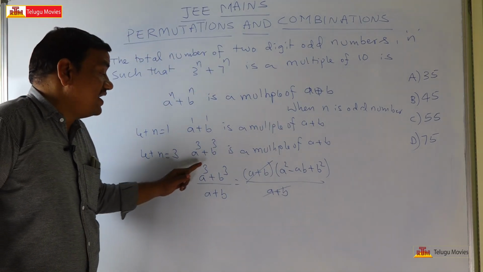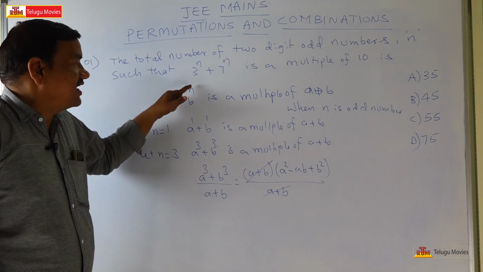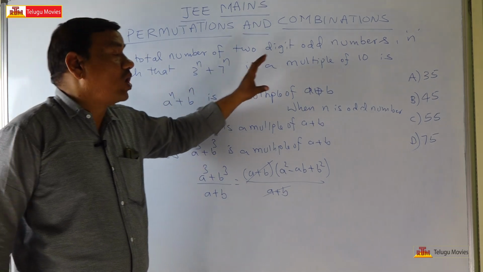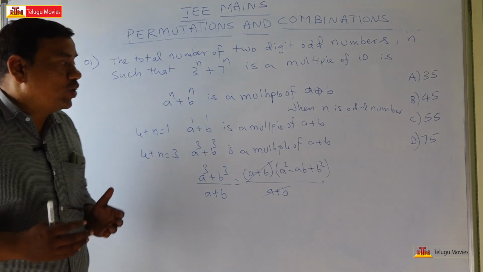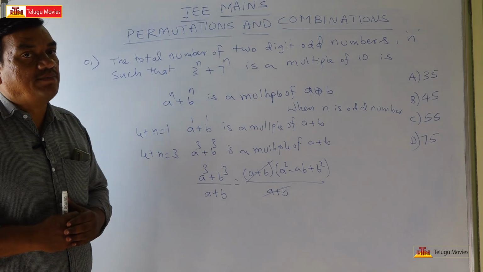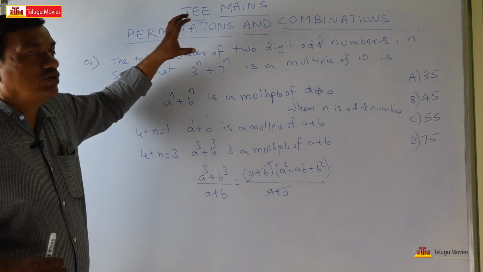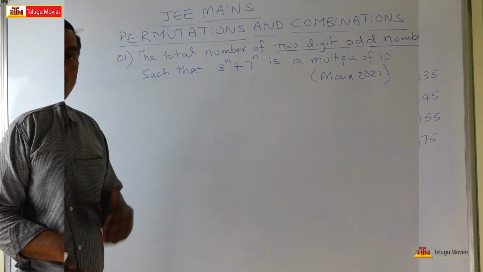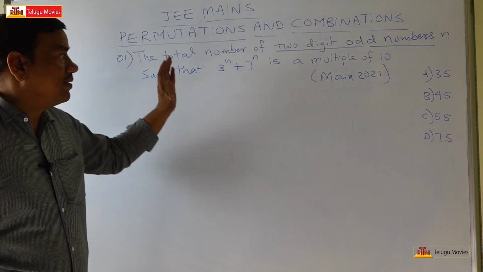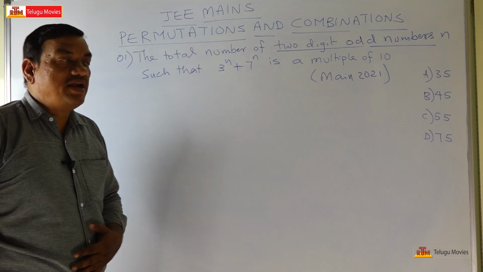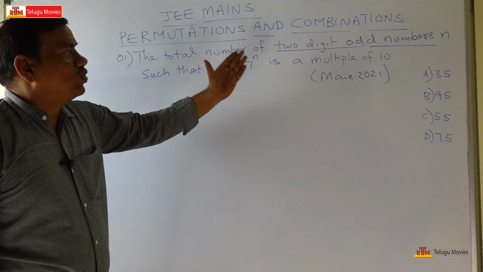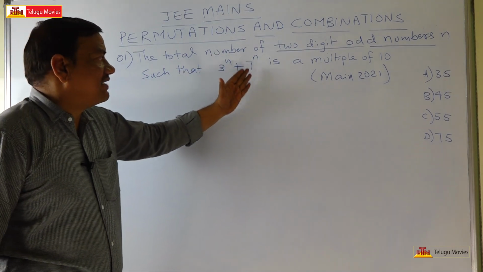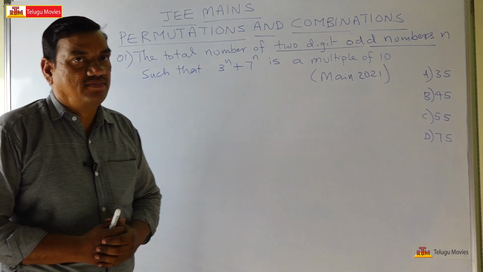Now if n is an odd number, then only a power n plus b power n is a multiple of a plus b. I hope that you understand this concept. Now using this concept, we are going to solve this problem. So let us see the main solution. Coming to our main problem: the total number of two-digit odd numbers n such that 3 power n plus 7 power n is a multiple of 10.